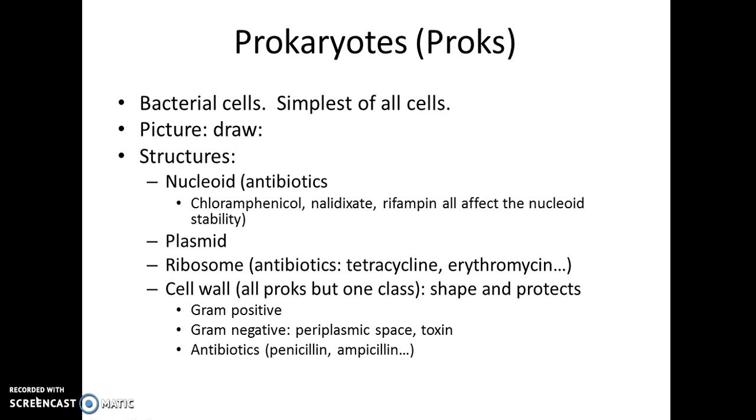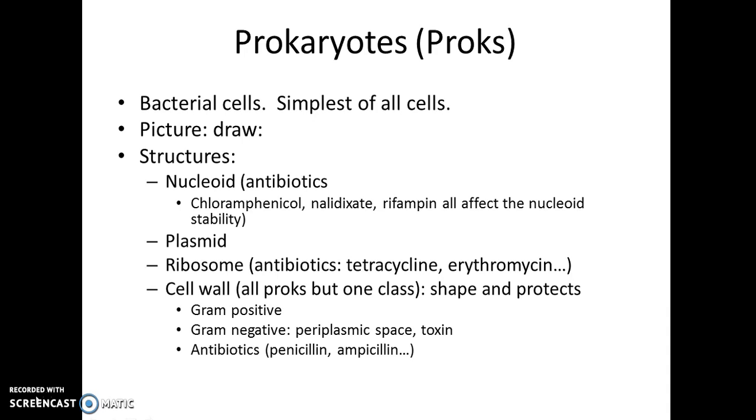They're bacterial cells. They're the simplest of all cells. You're going to have a picture of the next slide, and I want you to draw that picture. But we're going to write down the functions. So the structures that you're going to label are the nucleoid, and that is a naked loop of DNA. And if you take antibiotics, and anti means against, biotics means life, they're against life, they kill life. Antibiotics, chloramphenicol, nalidaxate, rifampin, all affect the nucleoid stability. If you have an unstable nucleoid, then that's bad for the cell.